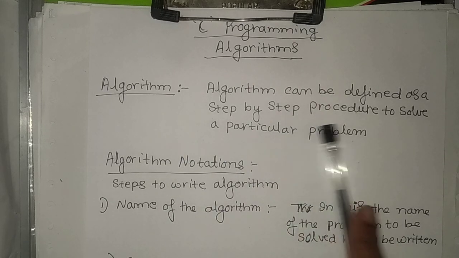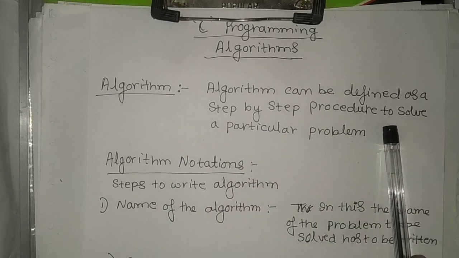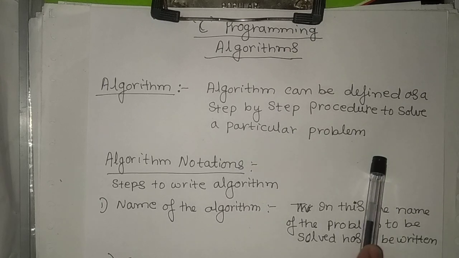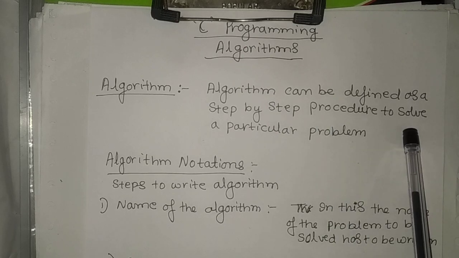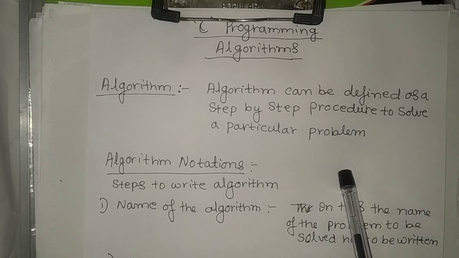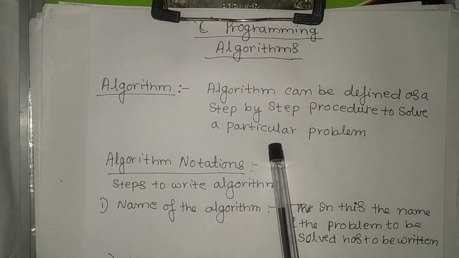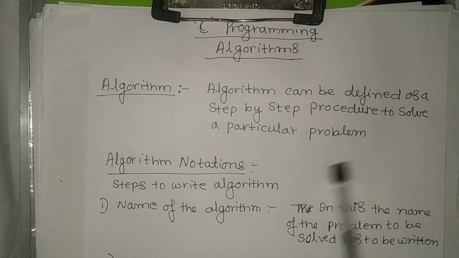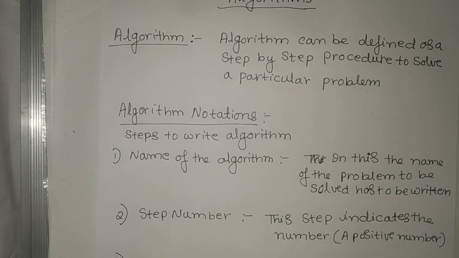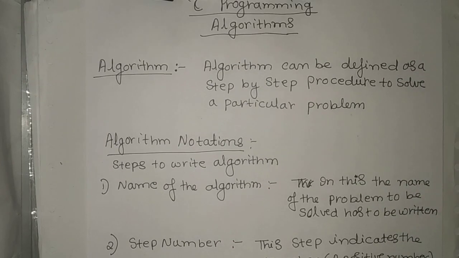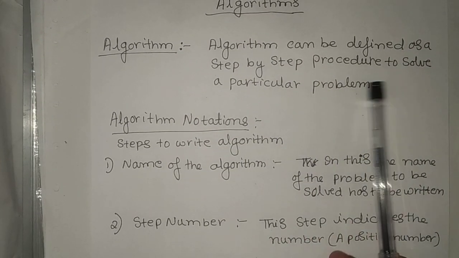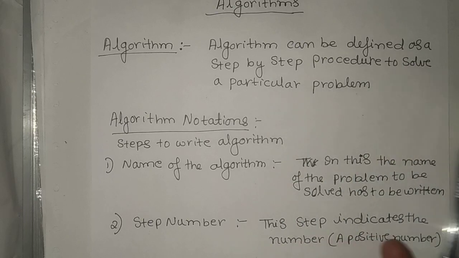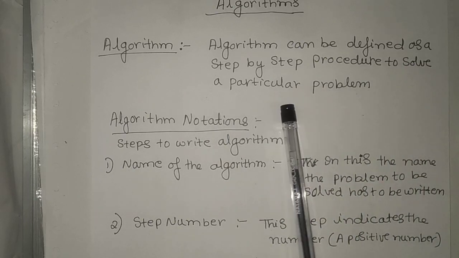An algorithm can be defined as a step-by-step procedure to solve a particular problem. So there will be some steps here. A problem will be given, and these are the steps we have to write before writing any program. Before starting C programming, we'll just see what an algorithm is. So an algorithm, as we define, is the step-by-step procedure to solve a particular problem.